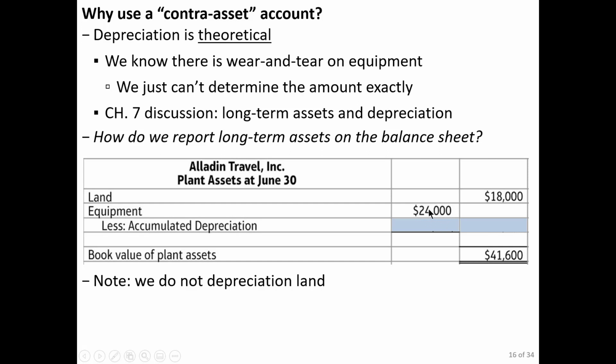We don't adjust that account directly. If there is wear and tear, we record the historical wear and tear in the accumulated depreciation account, and we show that right below the equipment account. So that way, when we report the value of equipment, we show it as net book value. This 23,600 is net book value. The 18,000 in land plus the 23,600 net book value gets us total plant assets, total long-term assets of 41,600.